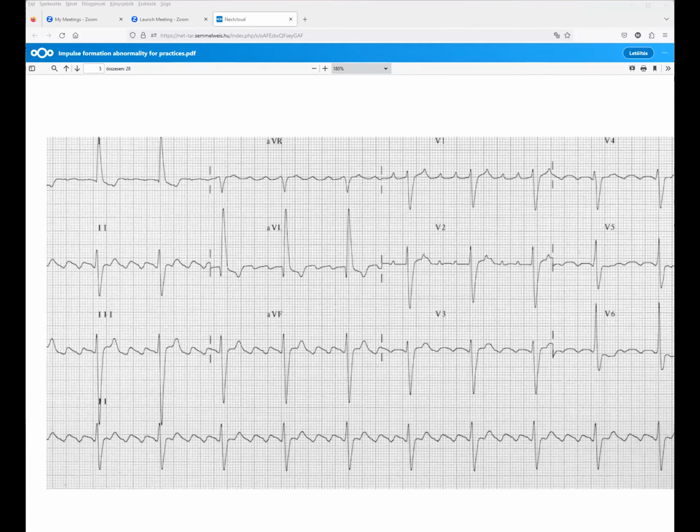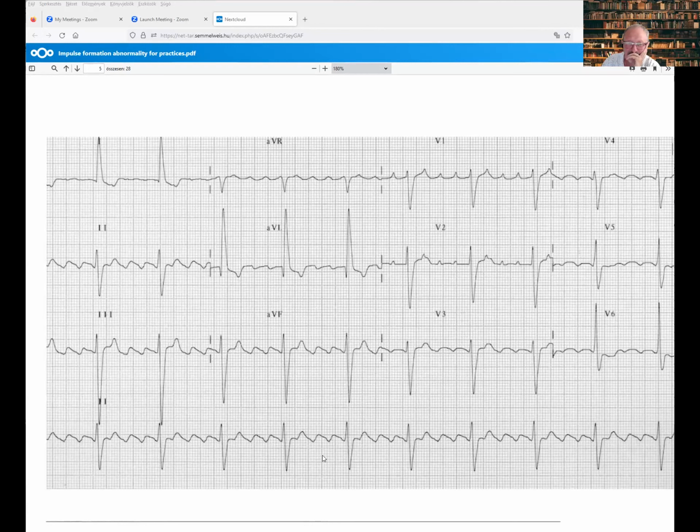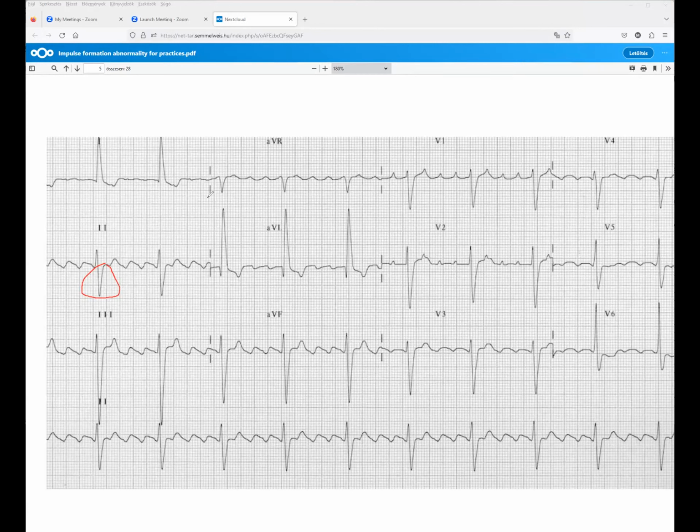So it's a regular rhythm with a heart rate of about 60 beats per minute. Looking at the axes, I noticed that lead number 2 is equiphasic, a little bit more negative, but aVL is positive. So that means the axis is a left deviation. Since lead two is negative, it's between minus 30 and minus 60. Very good.